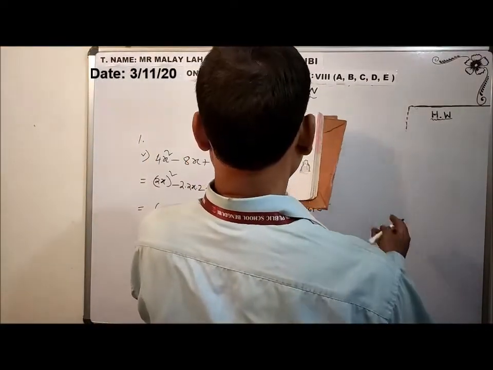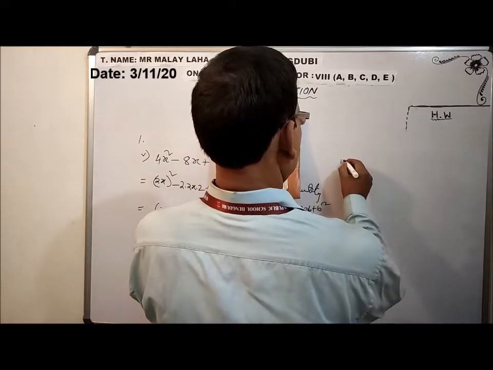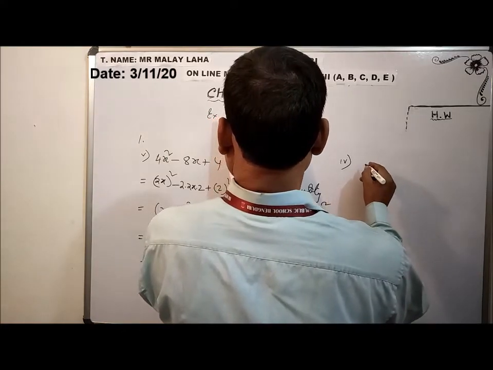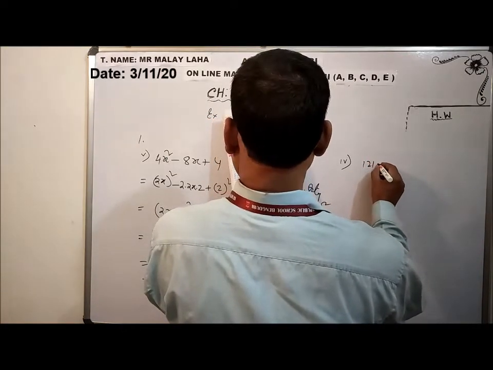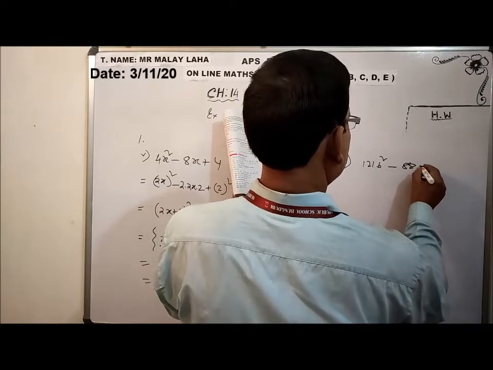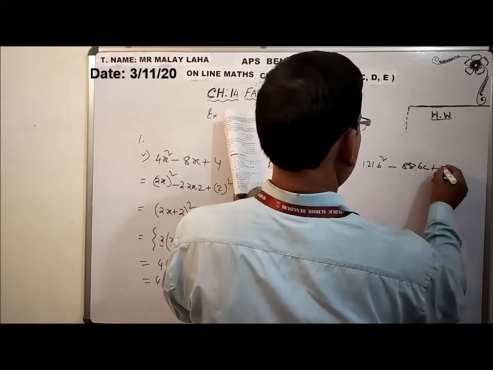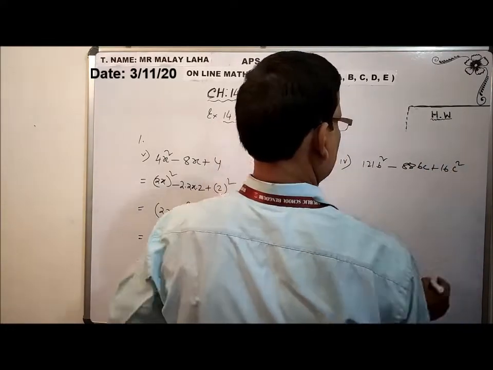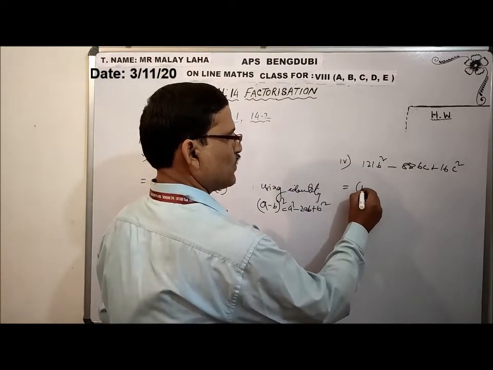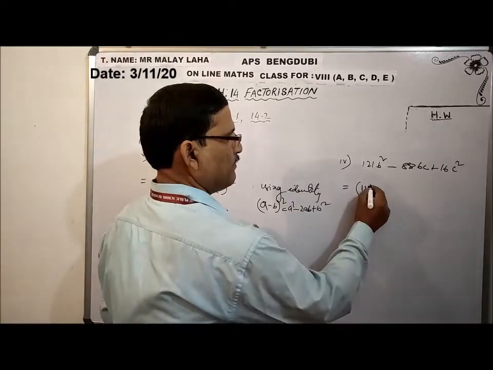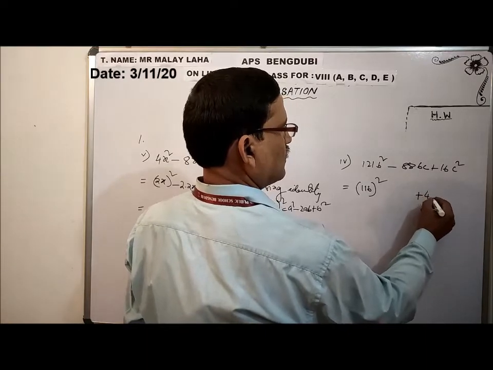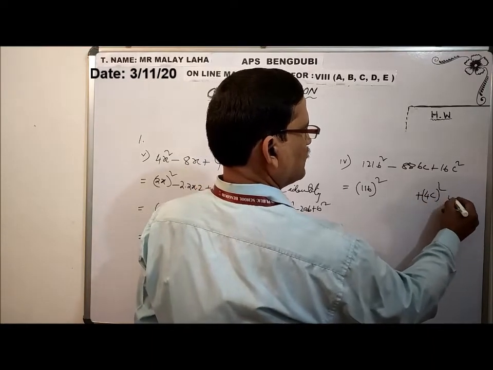Now coming to question number 5, 6. 121 b square minus 88 bc plus 16 c square. Same. How can I write 121? It is the square of 11. 11b whole square. 16 can be written as what? 4c whole square.